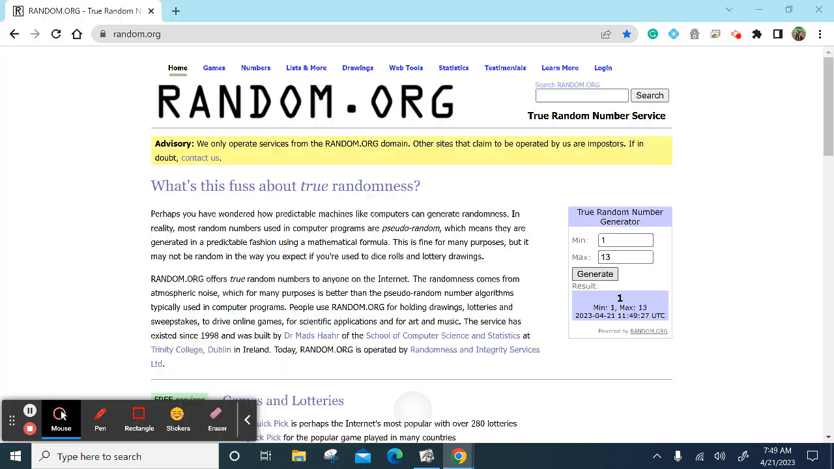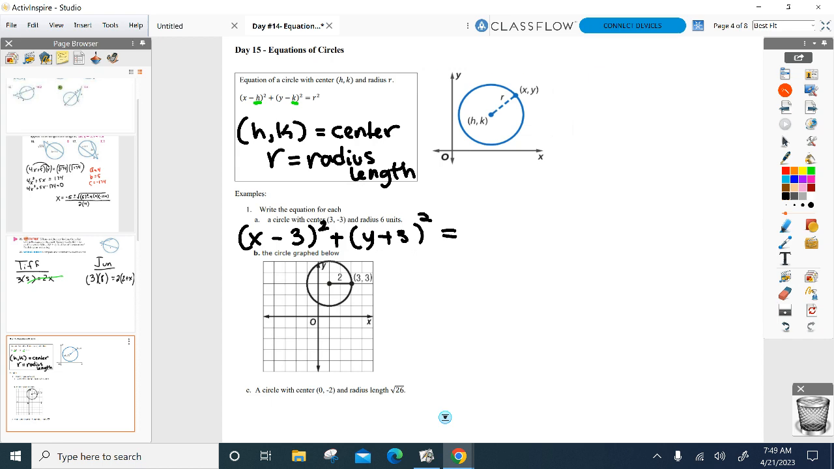And this is important, how long is the radius? 6. But look what I plug in the equation. I don't plug in 6. I plug in the radius length squared. So you're not going to see a 6 here. What am I going to see instead? Good job. 36. 6 squared.